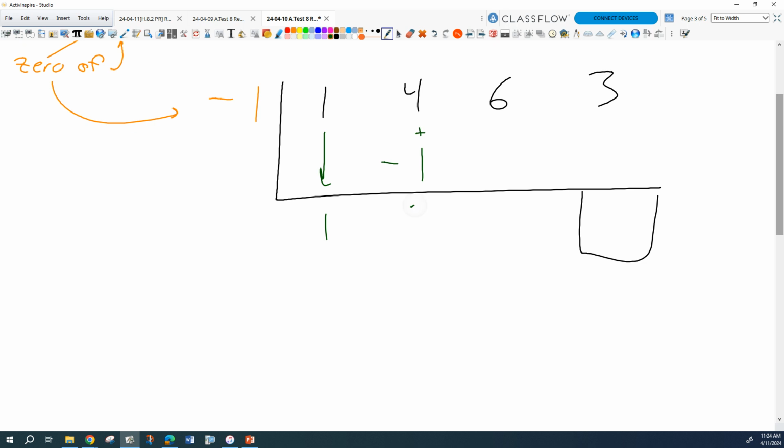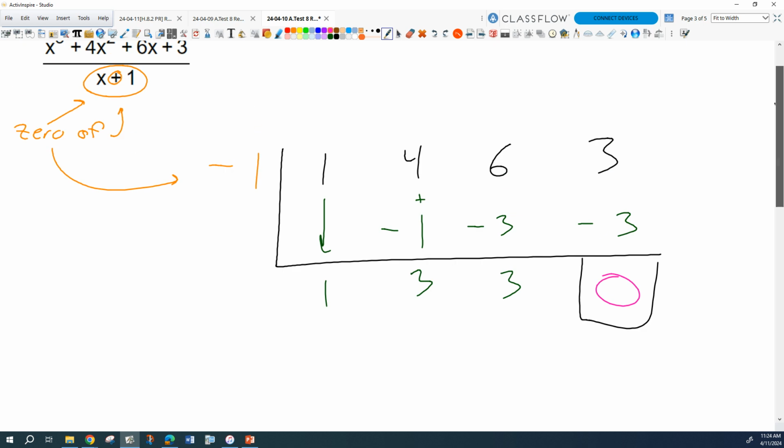You add it. So I get 3. So what goes here? Negative 3. Negative 3 when I multiply, I add again. Negative 3 again. And then 0. Okay, so there's no remainder. So that means there is no fraction part this time. All I get is just a polynomial part of my answer: 1 plus 3 plus 3.